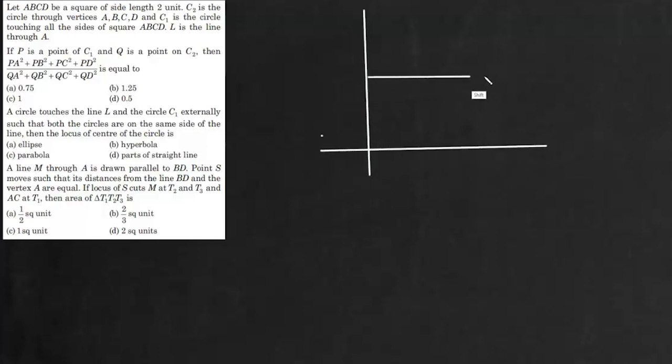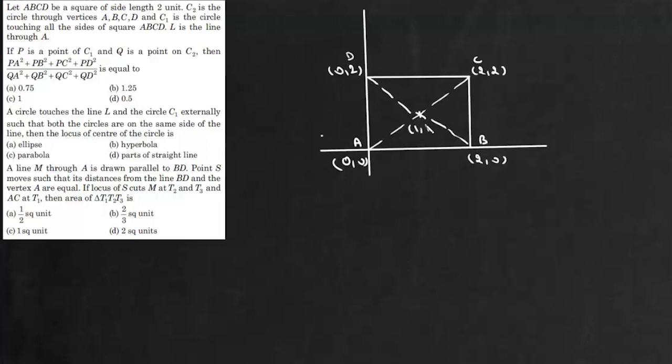So what we'll do is, without loss of generality, we'll assume this square with two sides on the coordinate axes. So it is (0, 0), (2, 0), (0, 2), and (2, 2). Now suppose this point is A, this is B, this is C, and this is D. Now the center of this square is at (1, 1). This point is (1, 1).